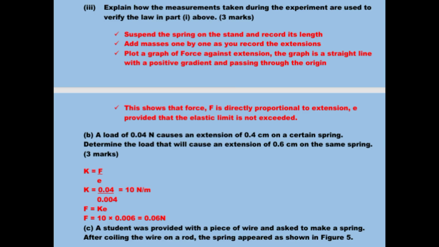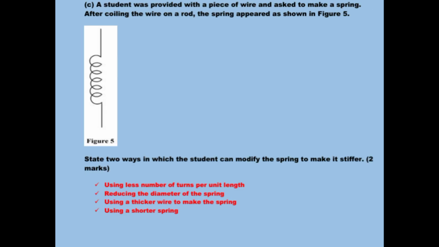Number C, a student was provided with a piece of wire and has to make a spring. After coiling the wire on a rod, the spring appeared as shown in figure 5. So we have this new spring here made from a wire that has been coiled through a rod, and we are told to state 2 ways in which the student can modify the spring to make it stiffer.